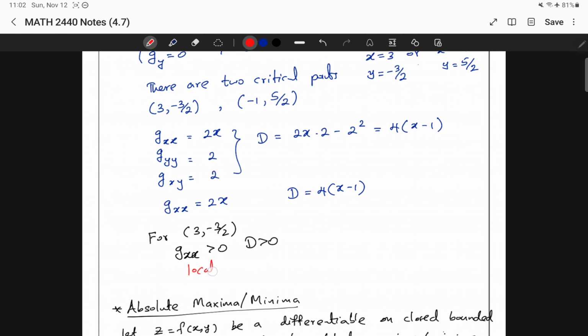That is a local maximum. For the other point, the second point, negative 1 comma 5 halves, gxx is a negative number. As soon as we plug negative 1 into the discriminant, again you get negative. So if the discriminant is negative, we get a saddle point.